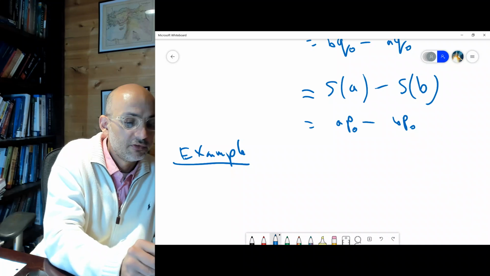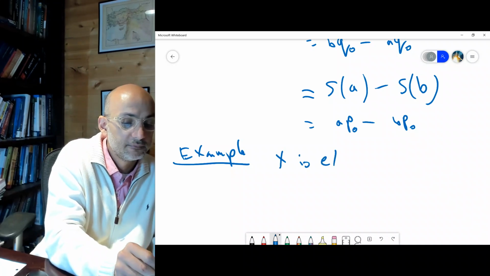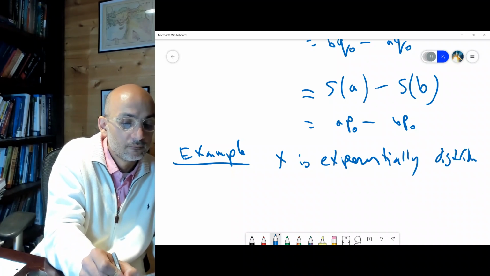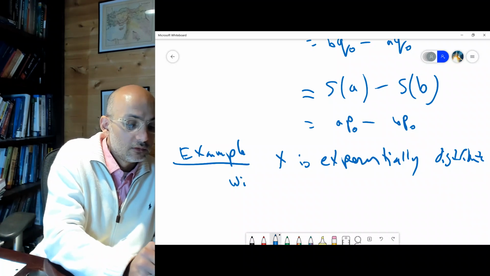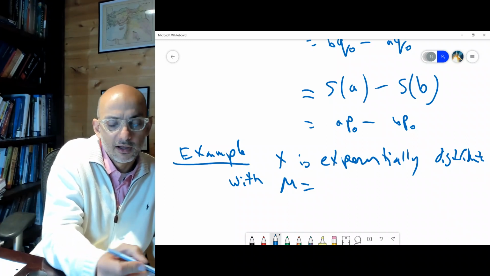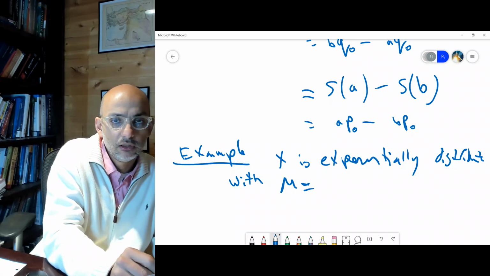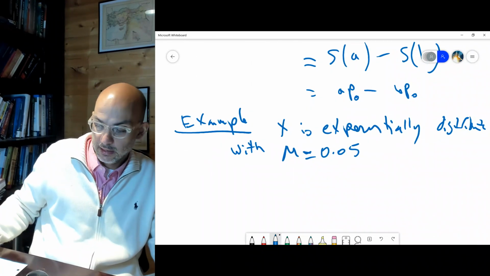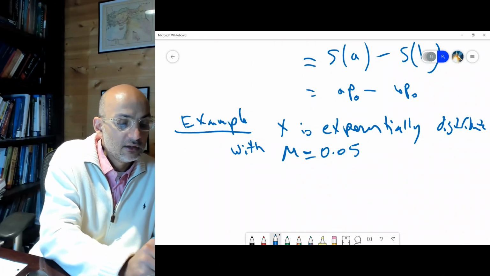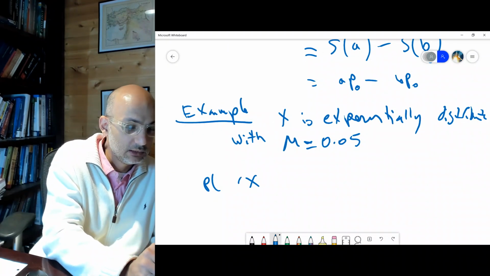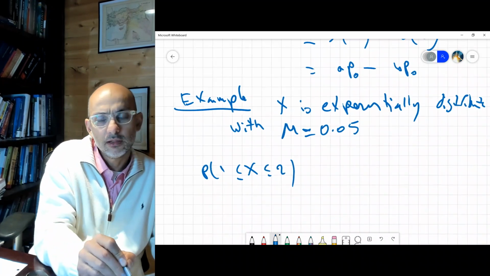Let's go back to our function where X is exponentially distributed with mu, the rate of mortality. Some textbooks use lambda, but I will use mu, but it doesn't matter. As long as it's defined, you use whatever notation they call it. But mu equals, let's take the same 5%, right? The death rate occurs at 5%, and we are interested in calculating the probability of death. Death is represented by X between 1 and 2. We are interested in this one.